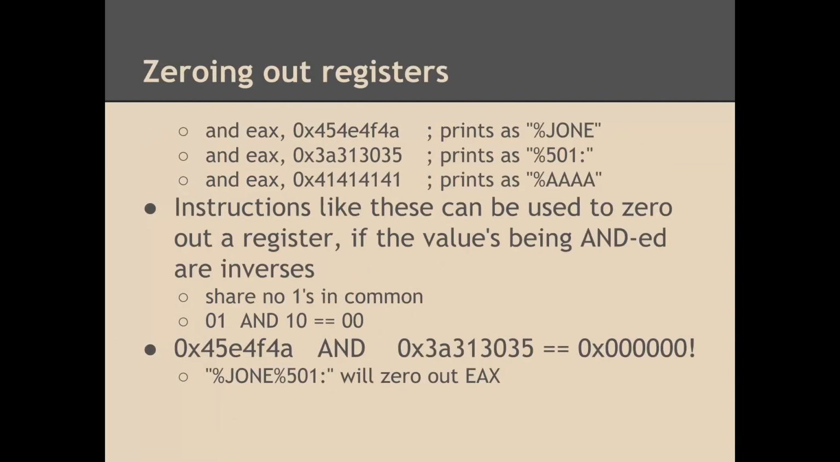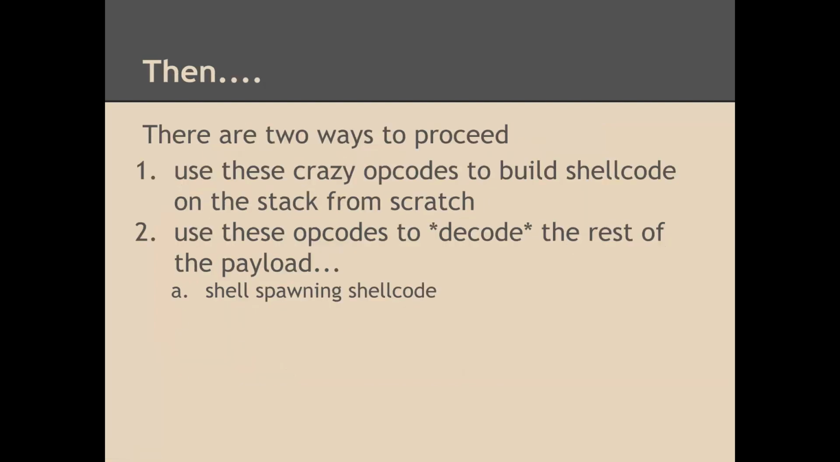But with this, you can zero out registers, and from that, you can build any fashion of decoders. For instance, the following ASCII, %Joan, %501:, will actually zero out EAX, as the bytes in 4A4F4545 and this hex value, when ANDed together, share no common bits. And so that will zero out EAX. This is just an example of one of the tricks used in this arena.